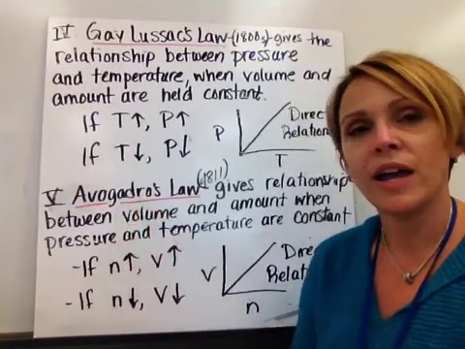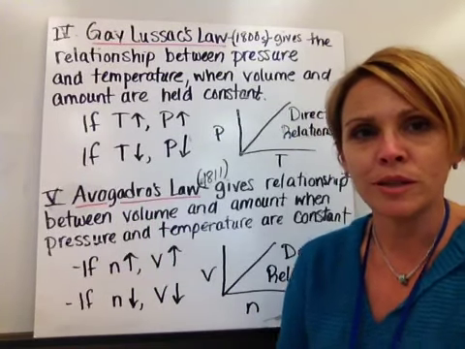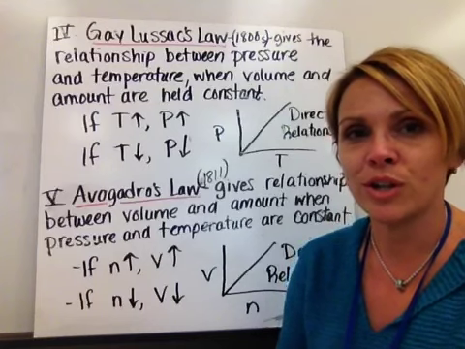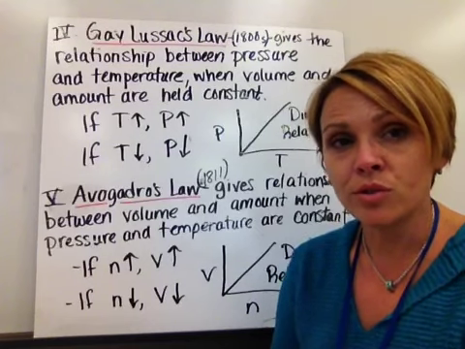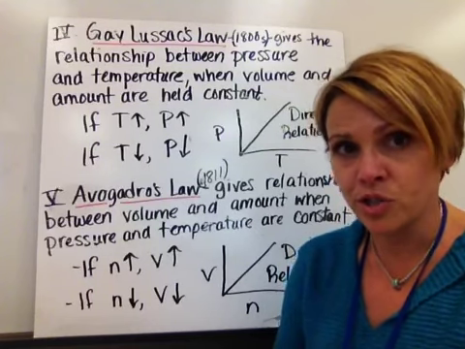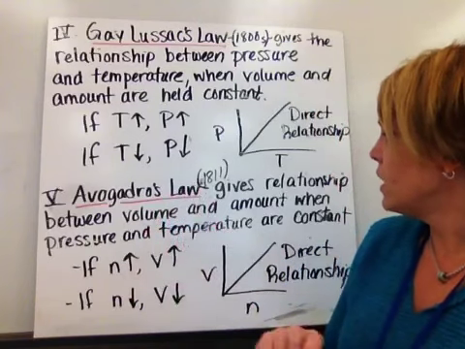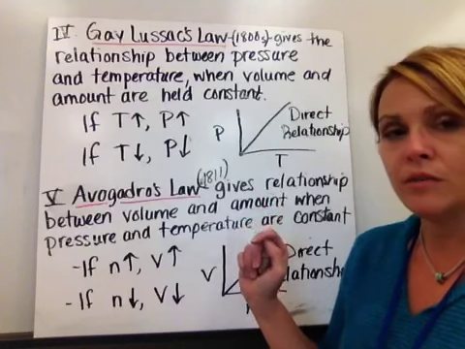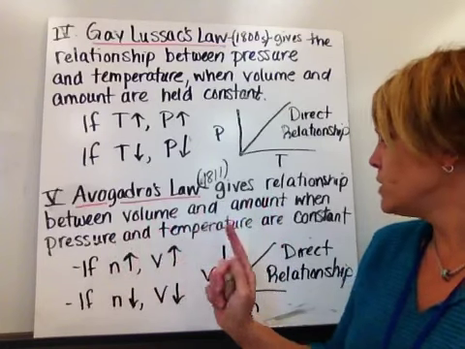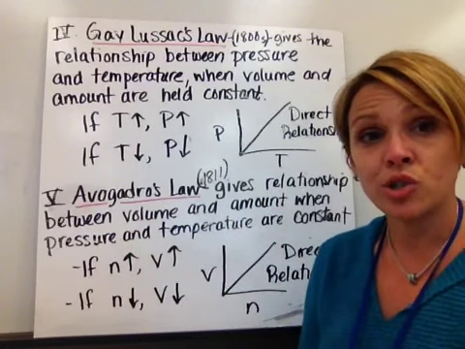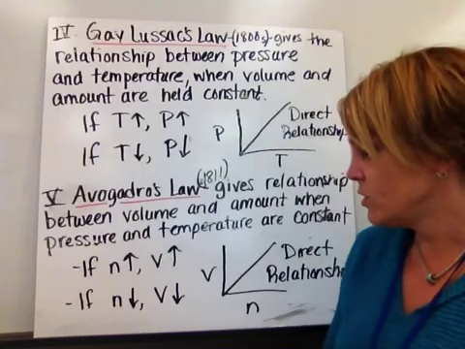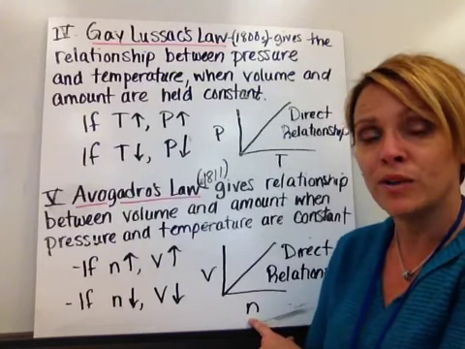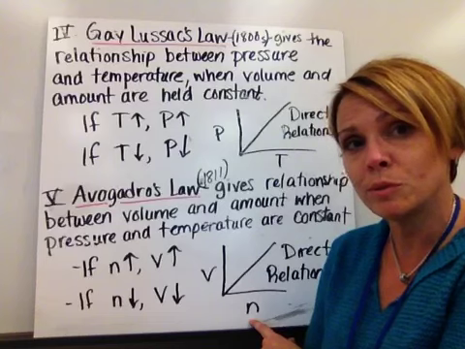All right, and then the last law is called Avogadro's law. You've probably heard of that guy before, right? Avogadro's number is 6.02 times 10 to the 23rd. Well, Avogadro also did experiments with pressure, and his law gives us the relationship between volume and the amount of gas when pressure and temperature are constant. So it shouldn't surprise you that Avogadro's law deals with the amount of gas, which we measure in moles, remember?